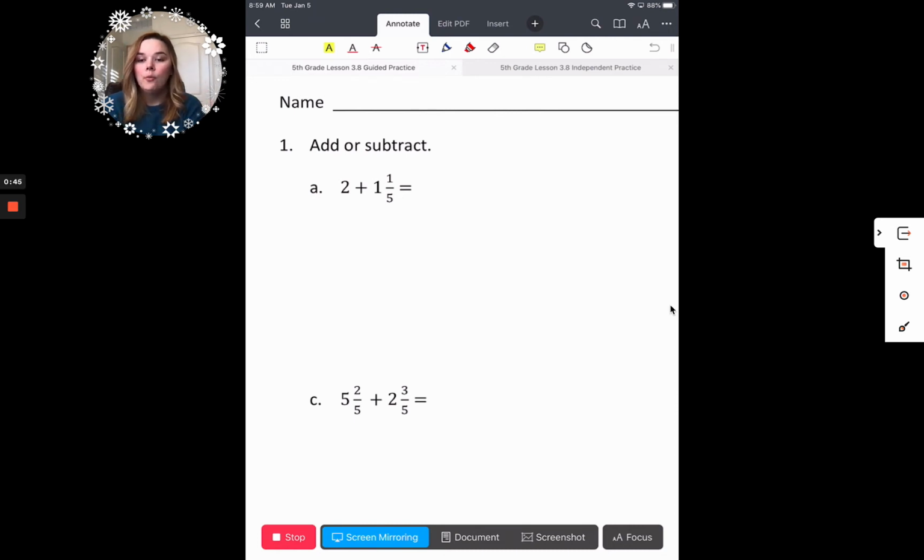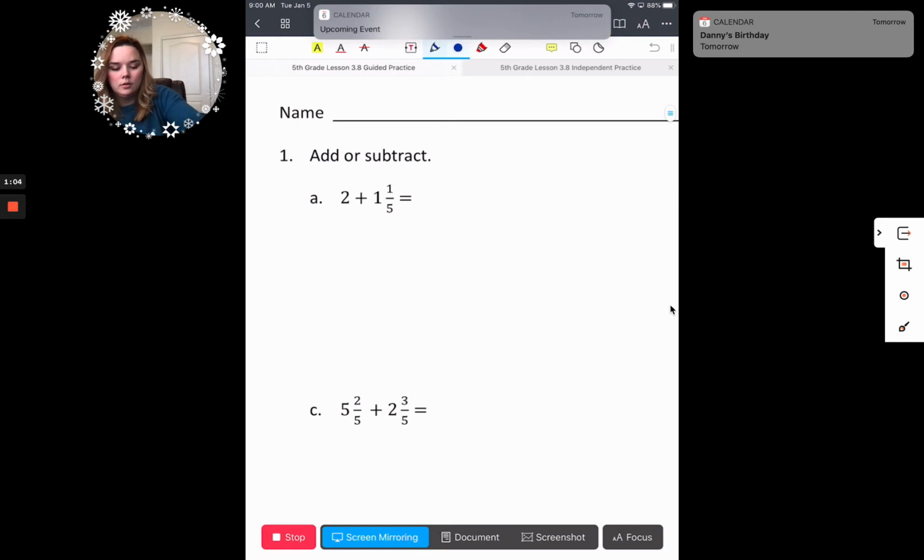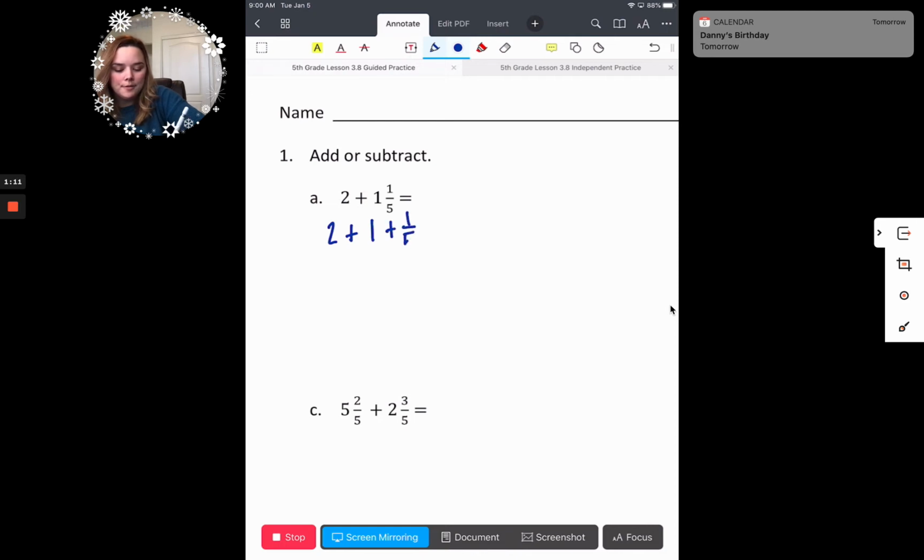So one of your options, and this is mostly with adding, it's a little bit trickier with subtracting. But sometimes with adding our mixed numbers and our whole numbers, or adding fractions like this, we don't need to do anything with them. We can almost think of this as being like 2 plus 1 plus 1/5. So that's an option that we have when it comes to adding.